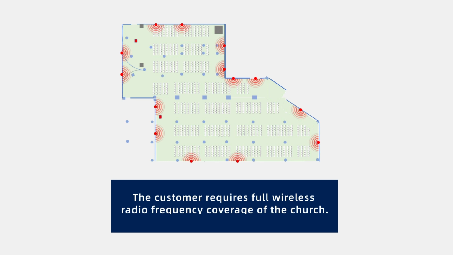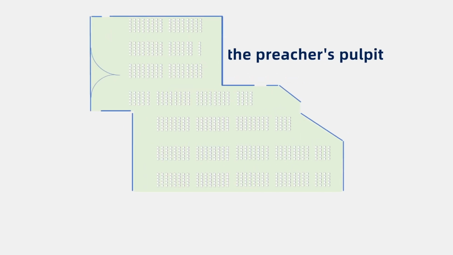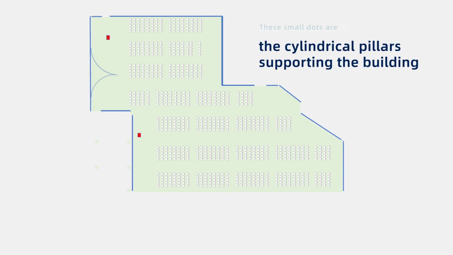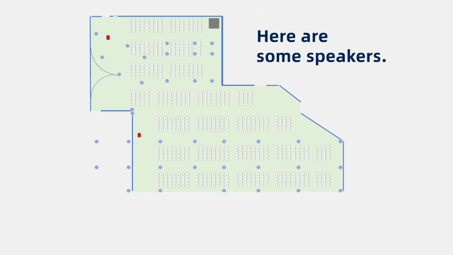The customer requires full wireless radio frequency coverage of the church. The red area is the preacher's pulpit. These small dots are the cylindrical pillars supporting the building. The audio equipment room is here. Here are some speakers.